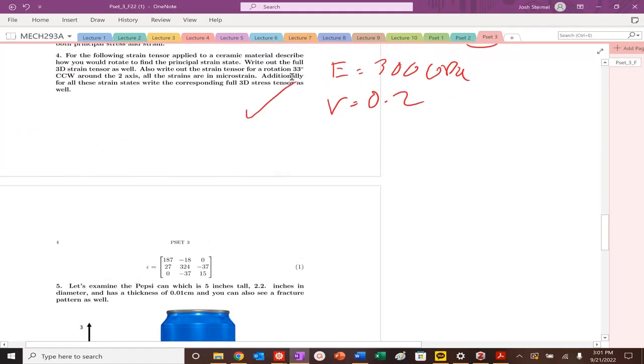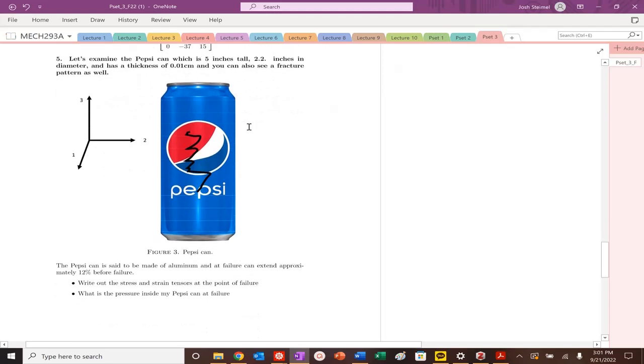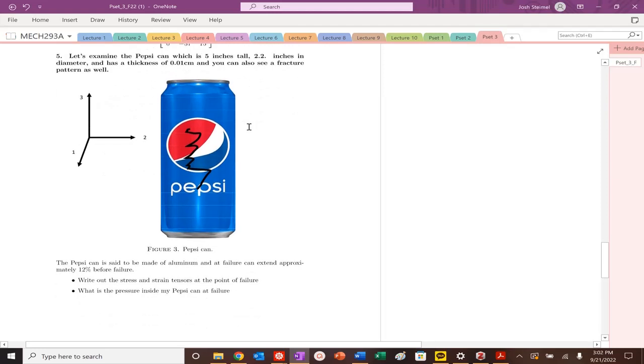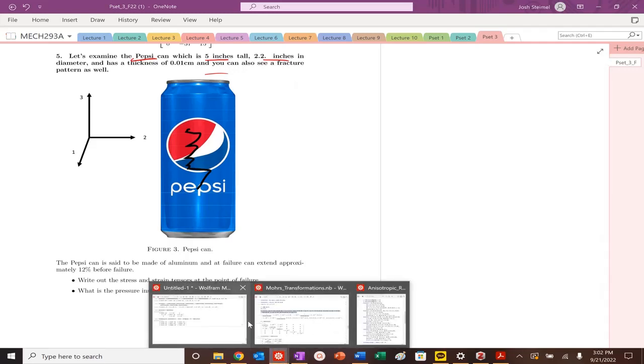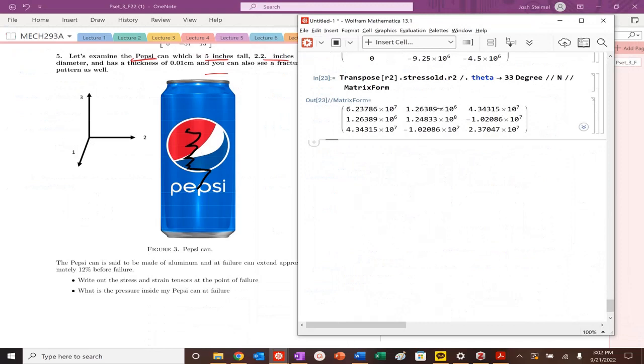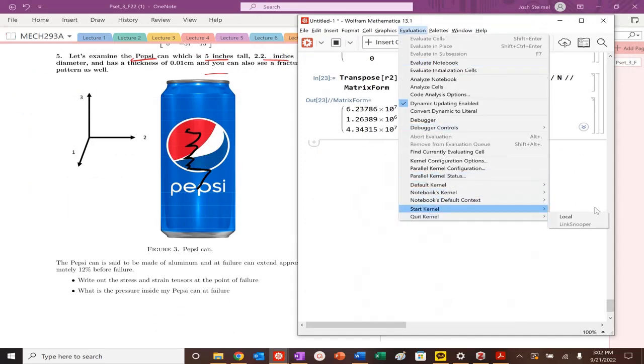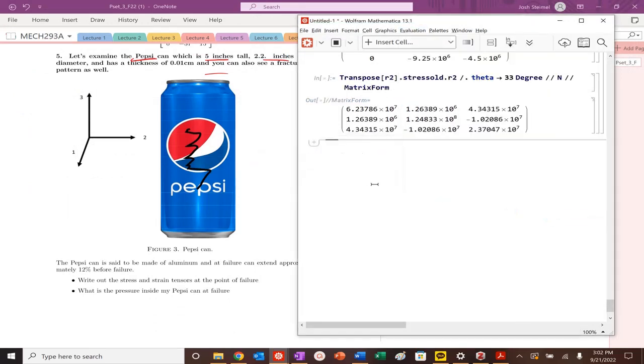Let's get into 5. So I have a Pepsi can, 5 inches tall, 2.2 inches in diameter, thickness of 0.01 centimeters. So Pepsi can, metal, aluminum, exactly. And it tells us we could withstand a certain amount of strain. Let's clear our kernel here, and then quit that. So our Young's modulus, or let's do our radius. Our radius is equal to, which one is it? 2.2 divided by 2 times 0.0254. Thickness, 0.01 times 10 to the minus 2.